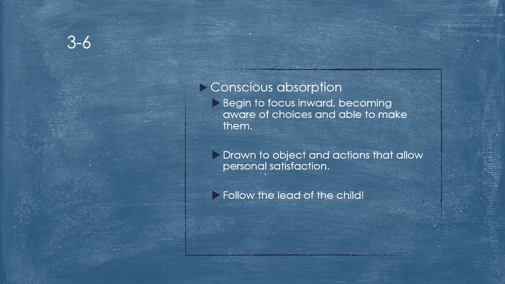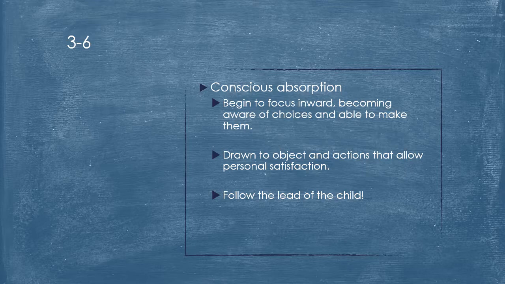And then we have the 3 to 6, which becomes the conscious absorption. They begin to focus inward, becoming aware of the choices and ability to make them. So that's why love and logic plays so well into Montessori, because we're constantly giving them choices, which allows them the opportunity to learn how to make a choice. You give a choice to a 1-year-old, they might not be able to make the choice, but you keep giving that 1-year-old choices until they're 3, they're going to figure out how to make a choice, hopefully.